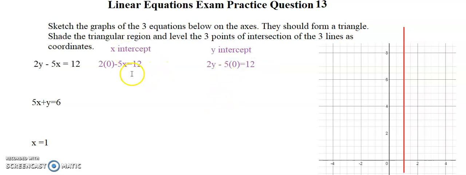Now this helps me out, because now I can solve it. 2 times 0 is 0, and then I'm left with negative 5x equals 12. So to get rid of the times by negative 5, I just need to divide. So x equals 12 divided by negative 5. So negative 12 over 5. If I would like to simplify that and put it as a decimal, it would turn into 2.4. So x is going to be equal to negative 2.4.